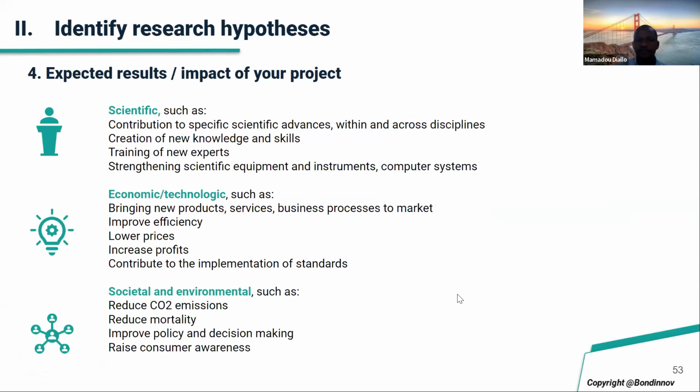Expected result, a very important aspect of your project. Scientific results, such as contribution to specific scientific advances, creating new knowledge and skills, training new experts, as I was mentioning before, strengthening scientific equipment. In your lab, you cannot measure the pollution of water. Do you have the machine? No, you don't, but you will have to pay. If you already have the machine, do you have team members trained for that? You train them. All these enter into scientific requirements: instruments, computer systems, and so on. So, training of new experts.